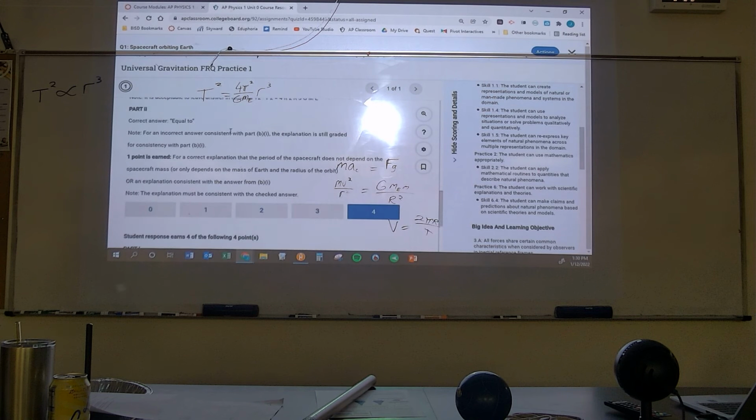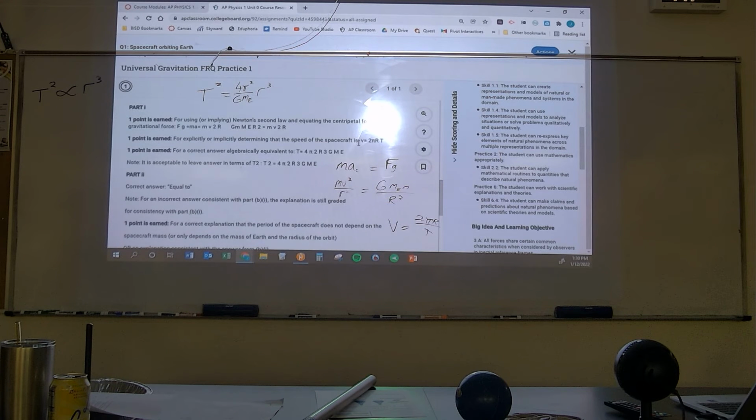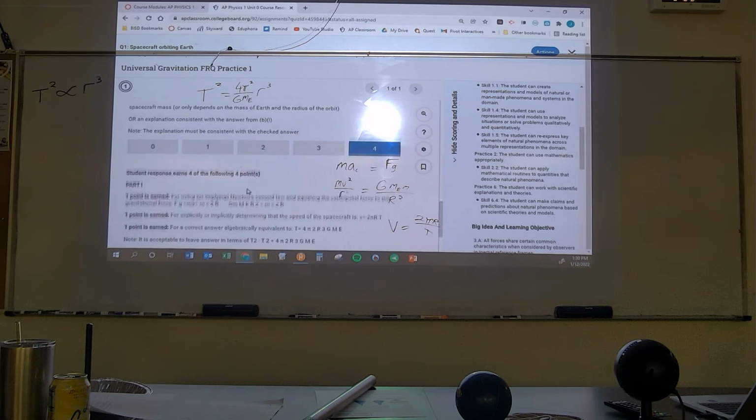Note, for an incorrect answer consistent with part B, the explanation is still graded for consistency with part B1. Meaning that in part B1, you might have lost a point by coming up with the wrong answer, but if your answer to the next part is consistent with it, then they actually don't take off credit, because they understand that while you made a mistake, you are making the right conclusion from that incorrect previous answer. Anyway, so that was an easy one.